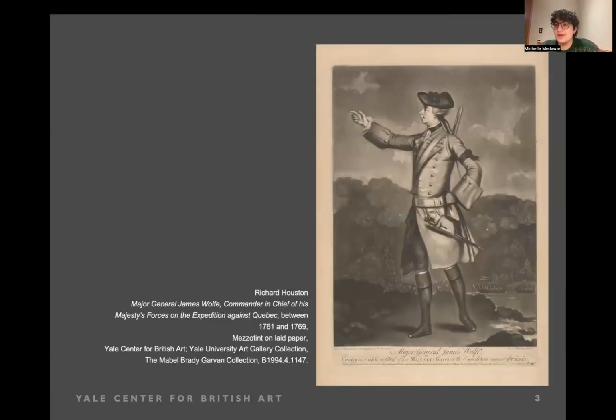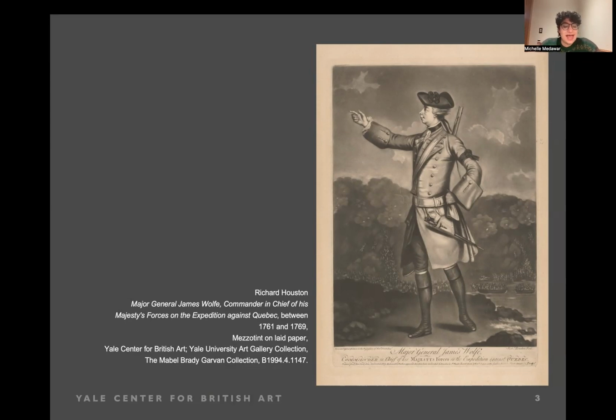The first print that I wanted to look at is by Richard Houston. It's from between 1761 to 1768, and it's called Major General James Wolfe, Commander-in-Chief of His Majesty's Forces on the Expedition against Quebec. And we know this is the title because it's inscribed here on the bottom of the image. So before even considering the visual elements of this print, I would like to talk about the title for a minute. Again, the title is inscribed at the bottom, so we can say that it was contemporary to the image. It wasn't added in the 20th century.